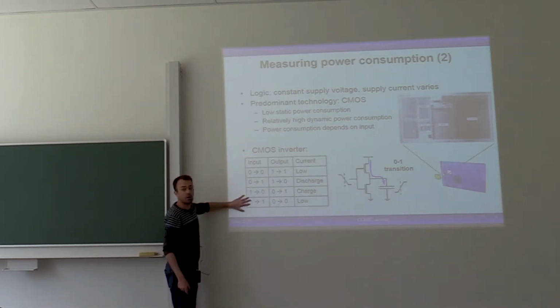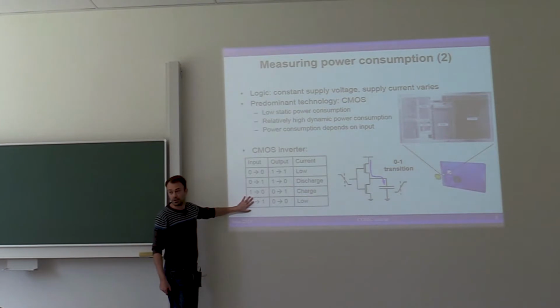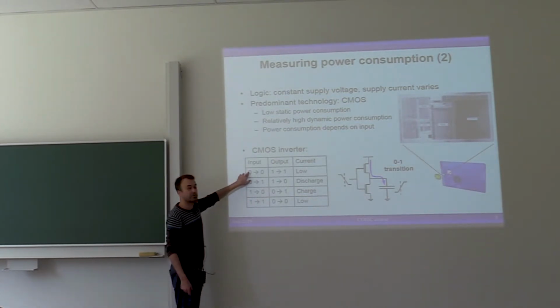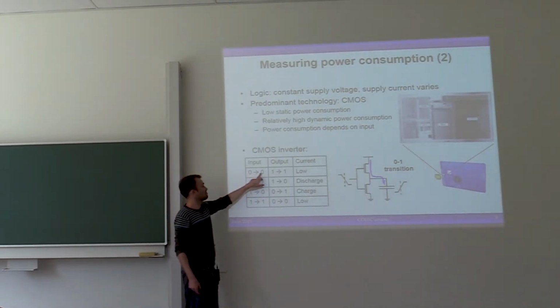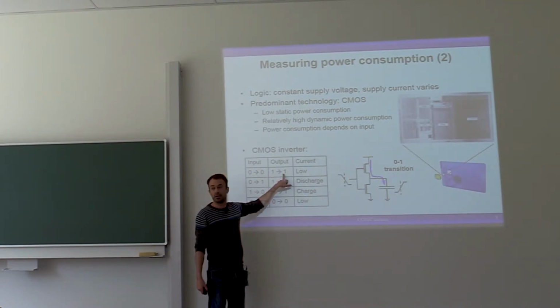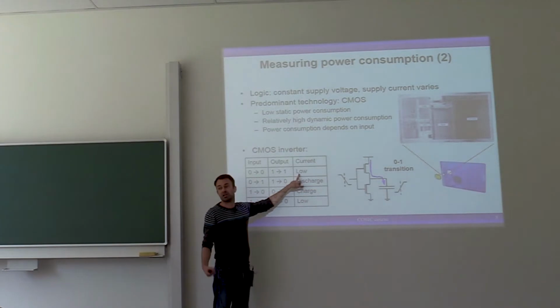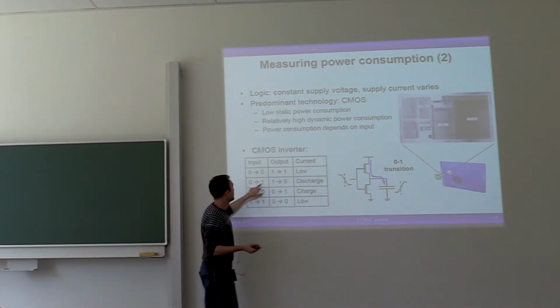In this table we see all the possible transitions that we can see on the input. So we can have a 0 on the input, and the input stays 0, so nothing happens. Output is high, stays high. We consume little power. That's what we want. Nothing happens, consume no power.